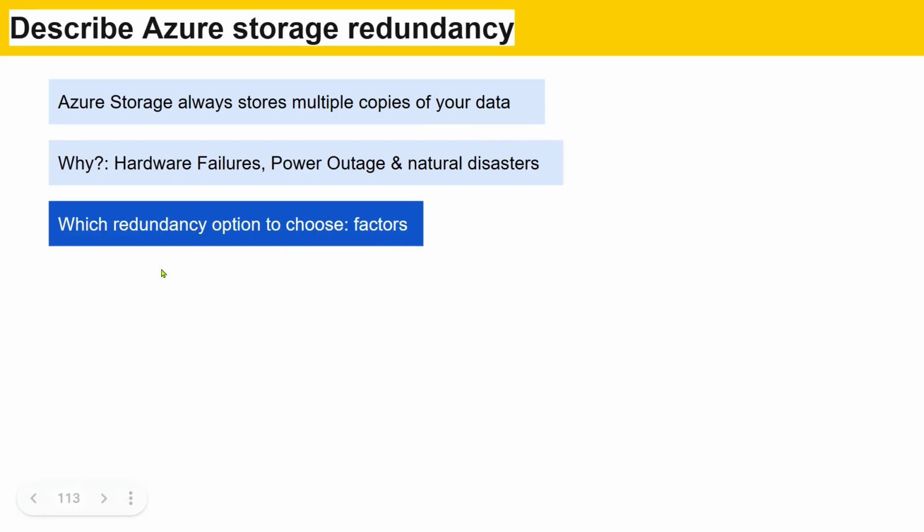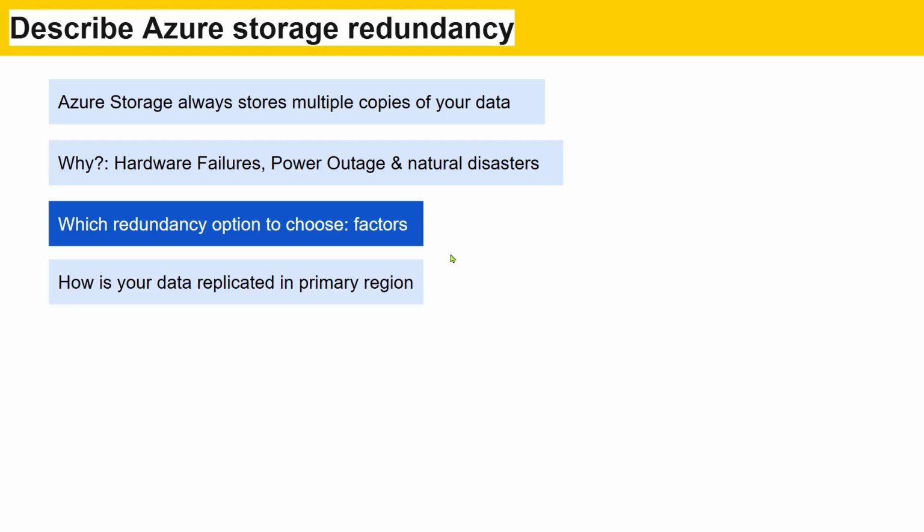Now the question is, we saw multiple redundancy options: Locally Redundant Storage, Geo-Redundant Storage, Zone-Redundant Storage. So how can one choose which one I should go with? Before choosing, you need to know how your data is replicated in the primary region.